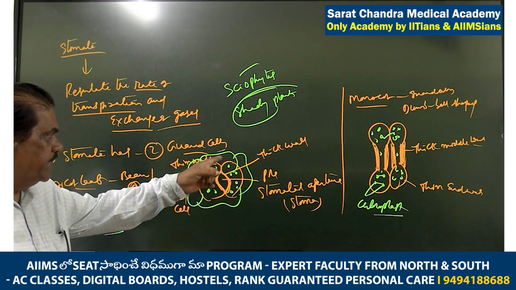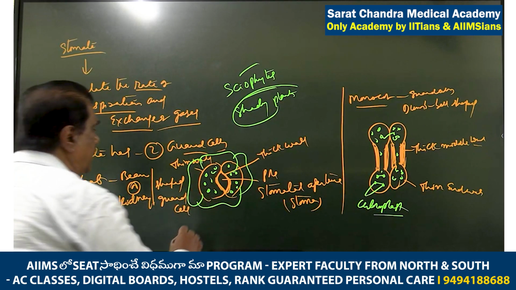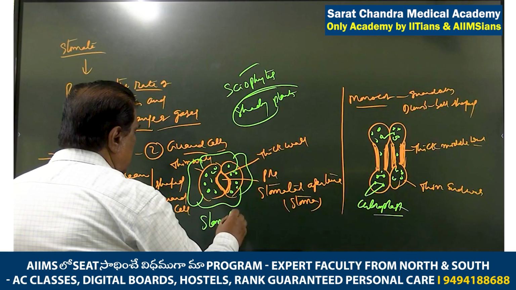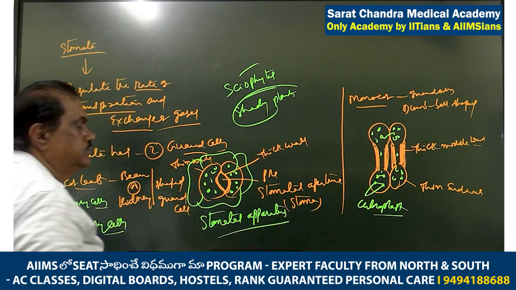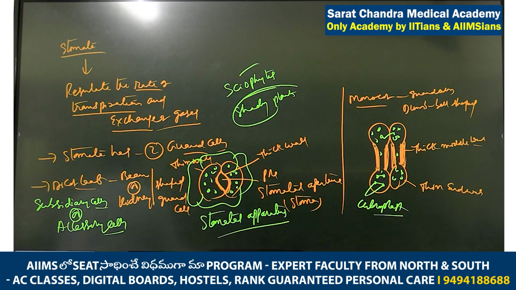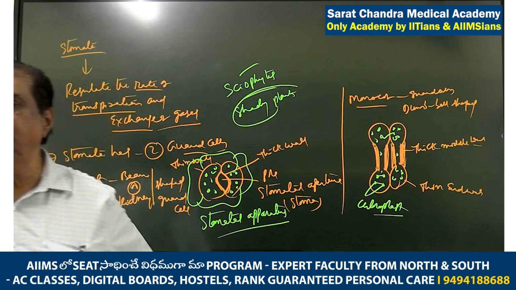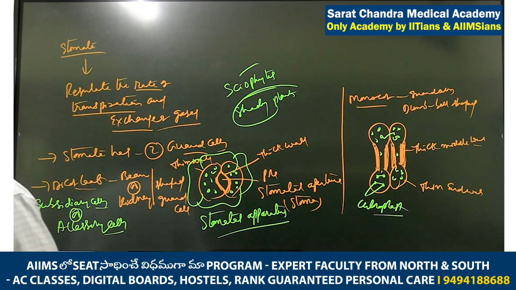Guard cells, subsidiary cells, and stomatal aperture, these three together are called the stomatal apparatus. So that is regarding stomata. Next, epidermal hairs. Yes, continue tomorrow. Epidermal hairs.